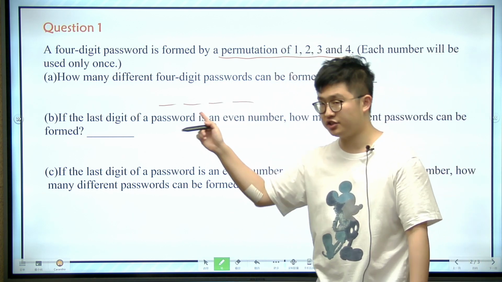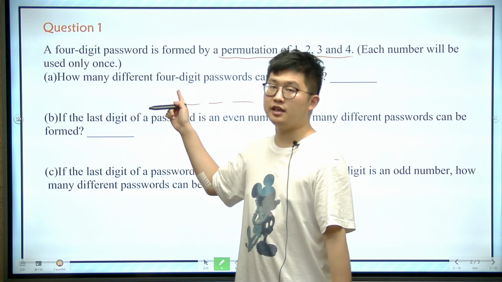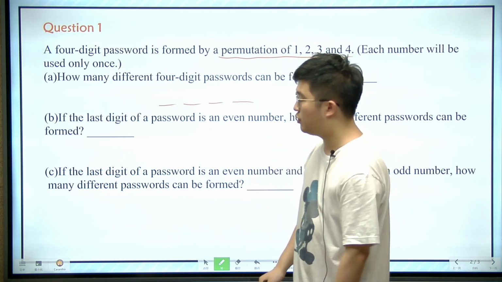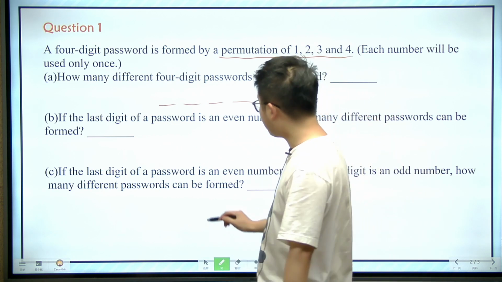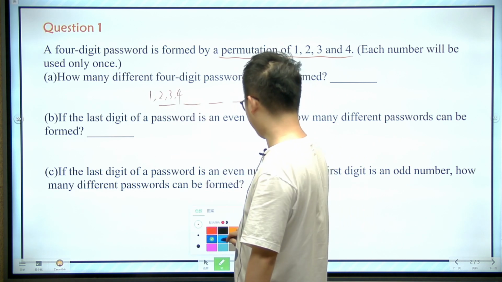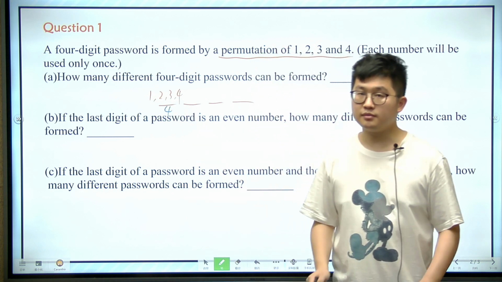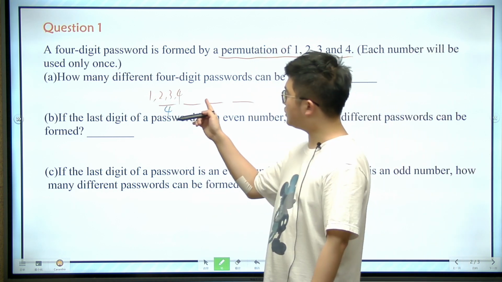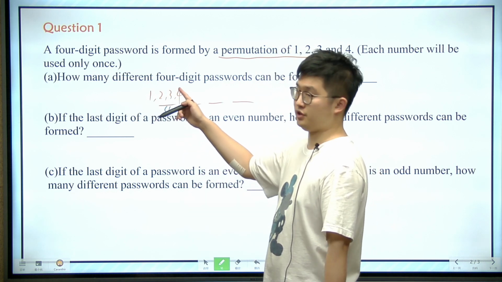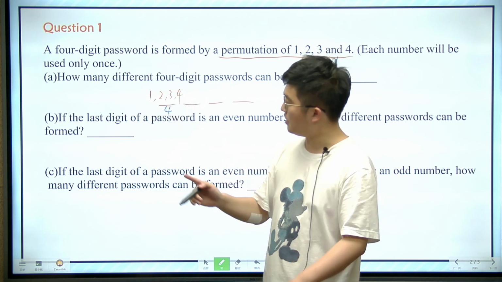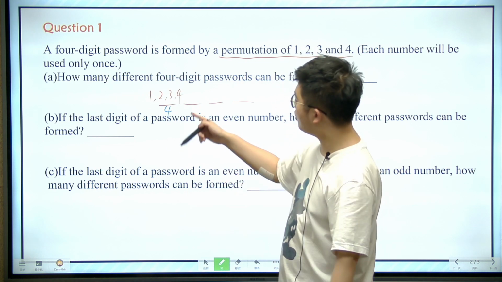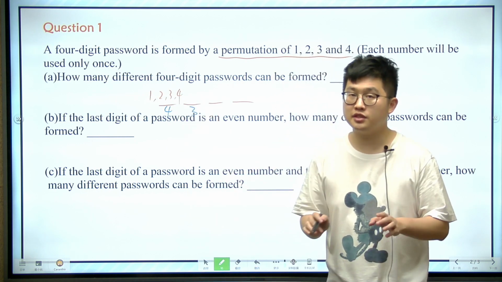This is a permutation of a 4-digit password, so we draw 4 blanks here. For the first blank, how many choices do we have? We have 4 choices; we can put 1 or 2 or 3 or 4 here. And how many choices are left for the second one? We have 4 numbers, and we've used one of them, so only 3 remain for the second.